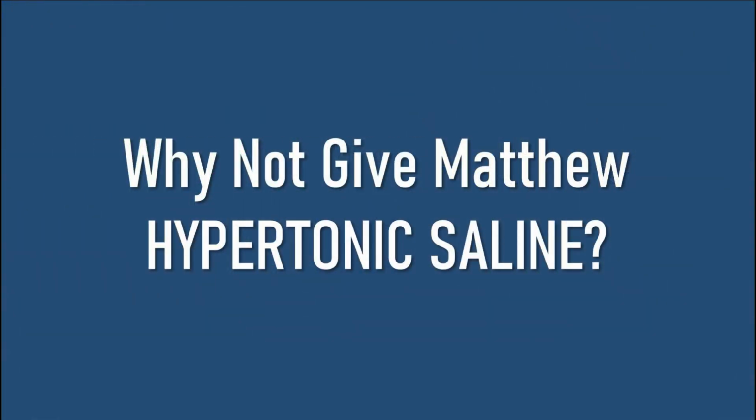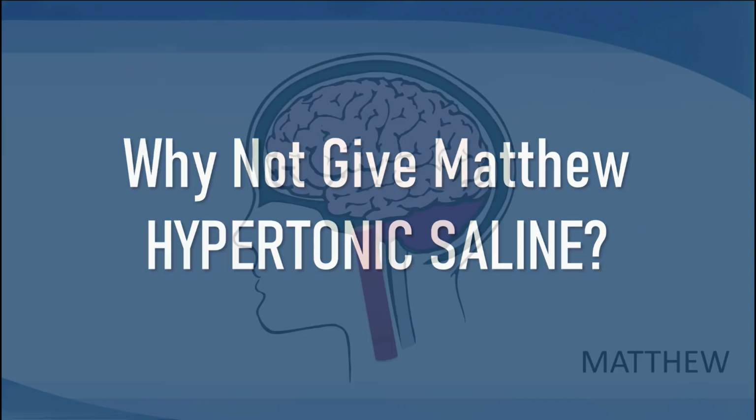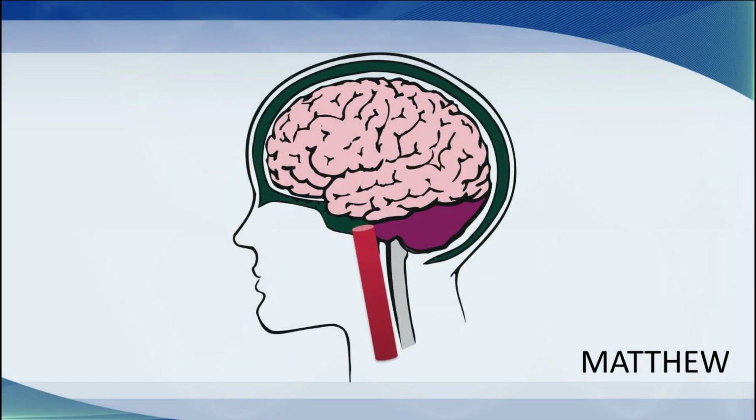Remember Matthew, the guy I told you not to give hypertonic saline to? He's a patient who came in with a Glasgow coma score of 15, mild flu-like symptoms with a sodium of 120, and I said just leave him alone. And the reason for this is that Matthew is very, very different from Rachel, for example.